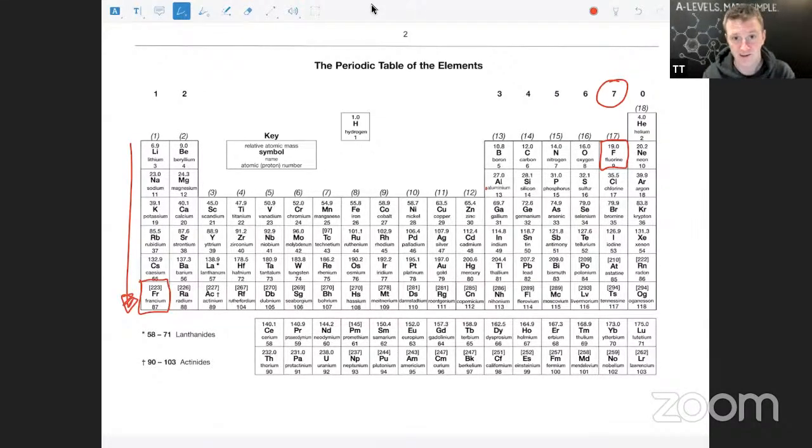So let's summarize this really quickly, using fluorine as an example. Why is fluorine highly electronegative? Why is it really reactive? Why is it really easily oxidized? Why is it a strong reducing agent? Why is it the most easily reduced? And why is it a really strong oxidizing agent? All of those questions have the same answer: high nuclear charge, low amount of shielding, strong attraction between the nucleus and outer electrons.